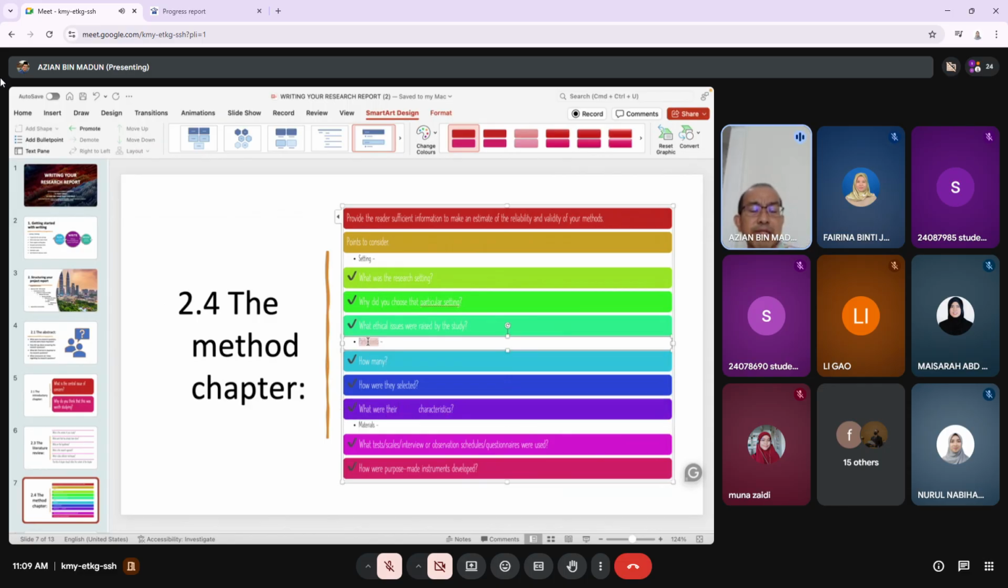Although we're talking about participants, you can also interchange that with, let's say, manuscripts. How many manuscripts are involved in your study, and how the manuscripts were selected. It can also be not necessarily human, it can be things too.